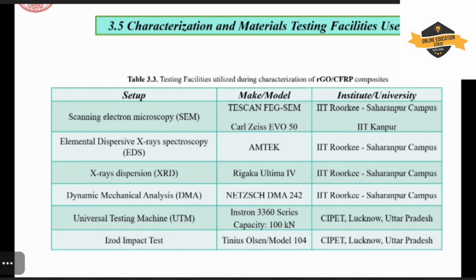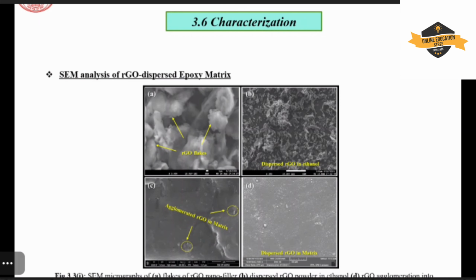So for that purpose, we have used different types of advanced testing processes in which SAM is there, EDX is there, XRD is there, DMA, that is dynamic mechanical analysis, then UTM for tensile, flexural and compression, then the ISO impact test, which we have performed.